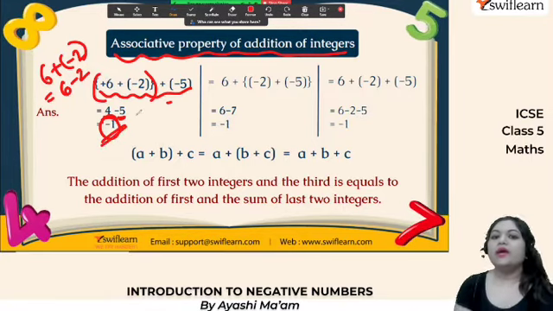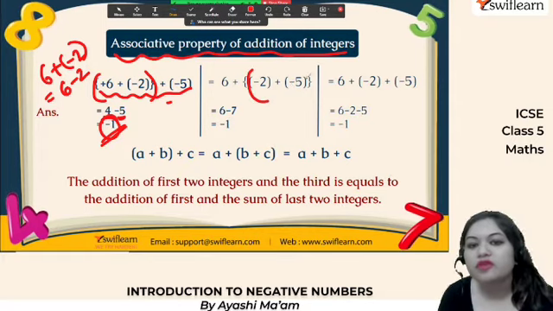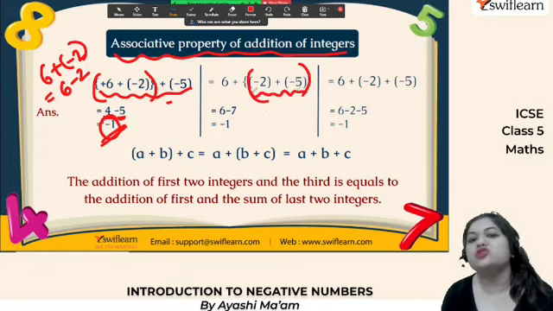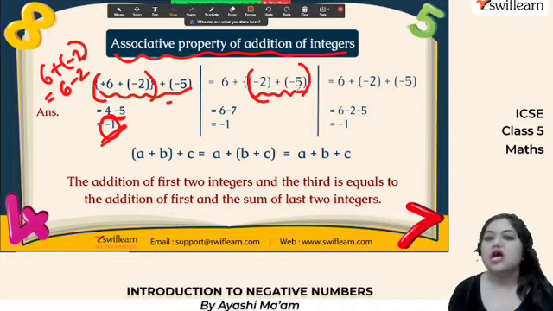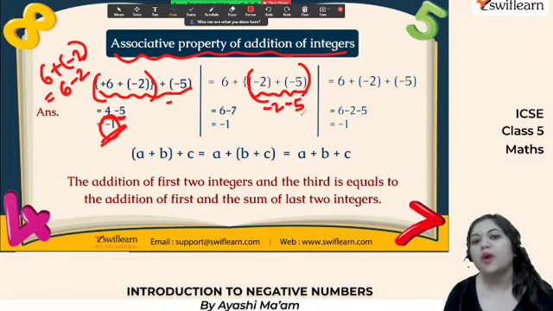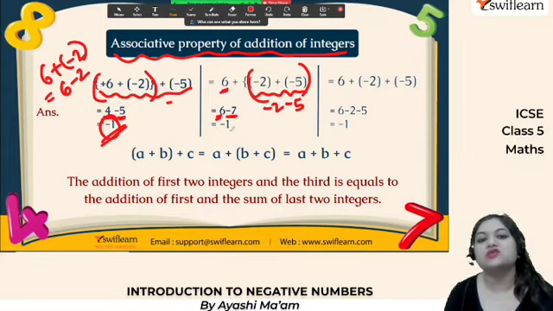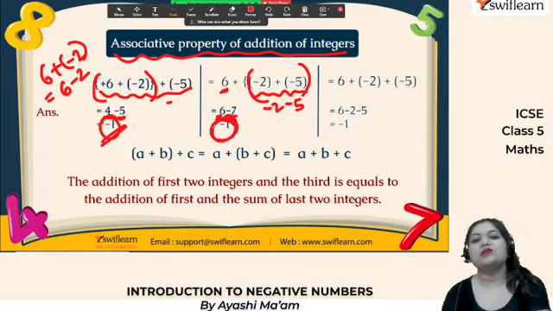Right? Okay. Now, in the second part, we have the same numbers, but we will do these two at first. That means minus 2 plus of minus 5 at first. So what will happen? This is going to give us minus 2, plus minus will become minus. So minus 2 minus 5 is going to give us minus 7. And this 6 stays as it is. So 6 minus 7 is again giving us minus 1.